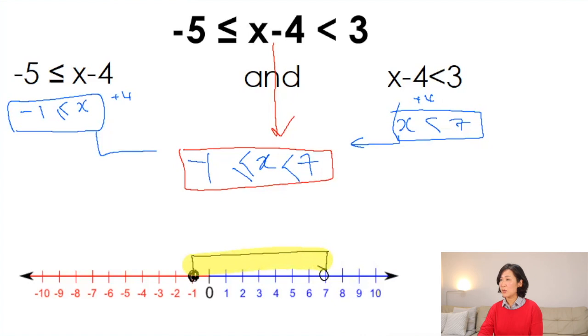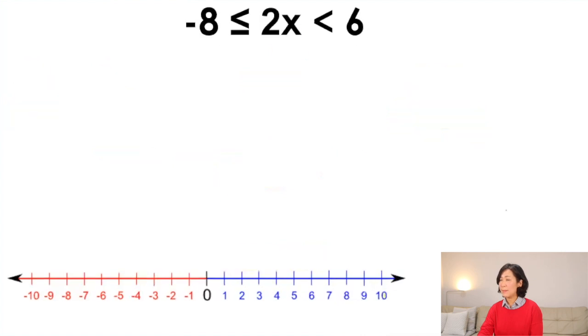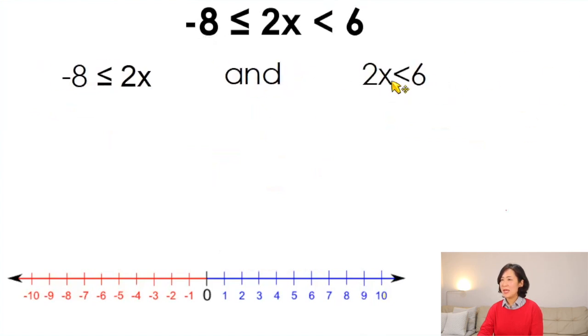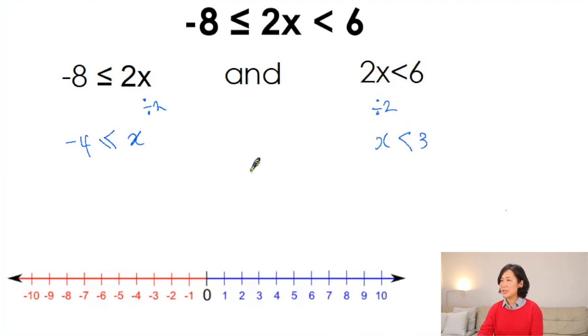Then let's have a look at another one. Again, just cover one part. Can you clearly see that? Then cover the other part. We can see two inequalities: 2x is more than or equal to minus 8, and 2x is less than 6. Now let's solve the inequalities separately. Let's undo the times 2. That means divide by 2. So x is more than or equal to minus 4, half of minus 8. Then for the next one, let's divide by 2. Then x is less than 3.